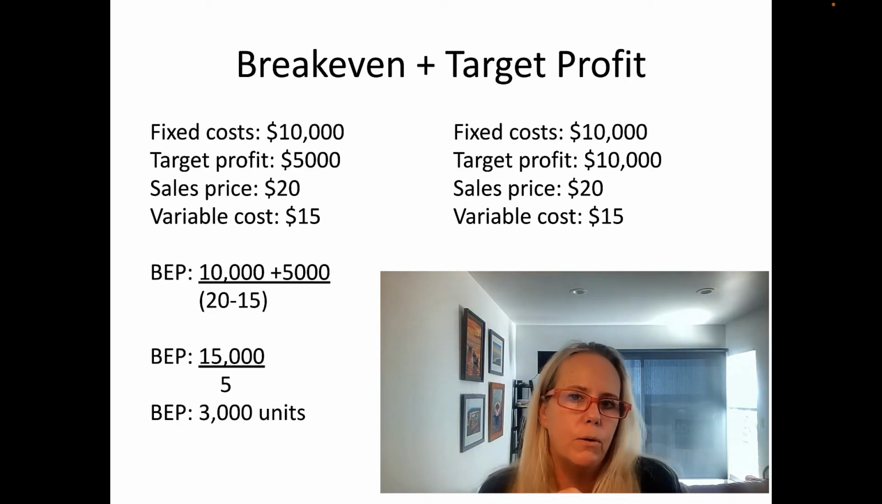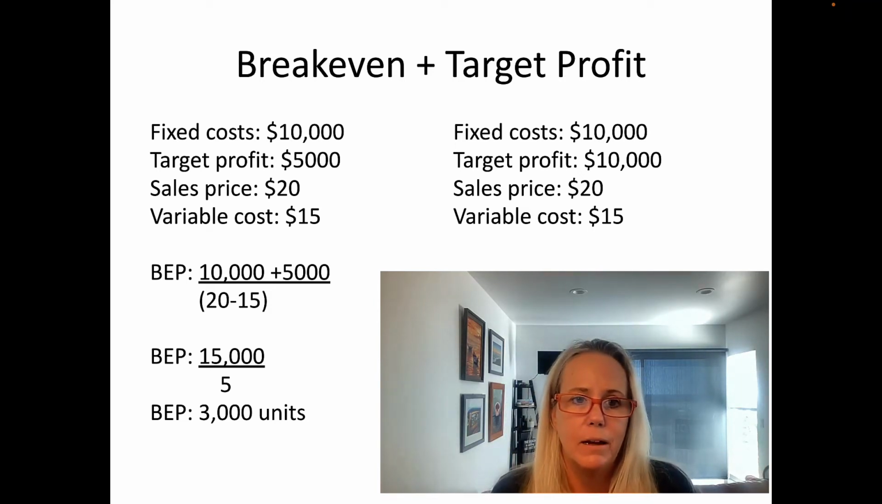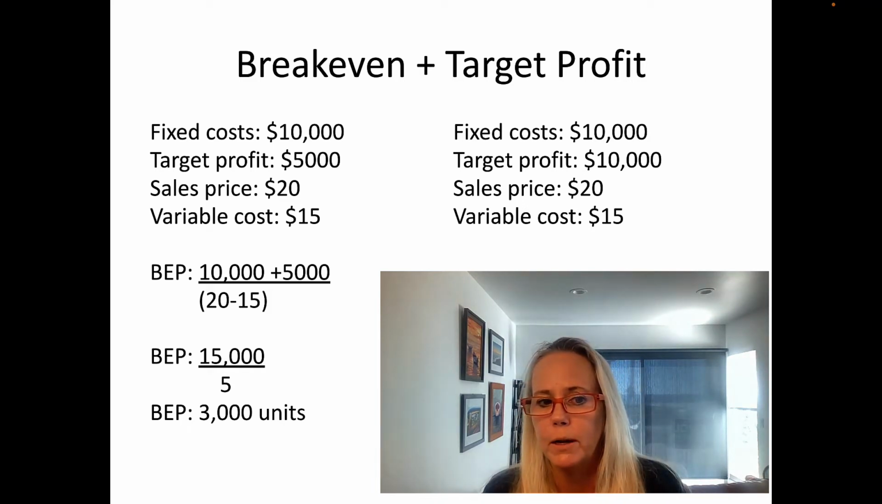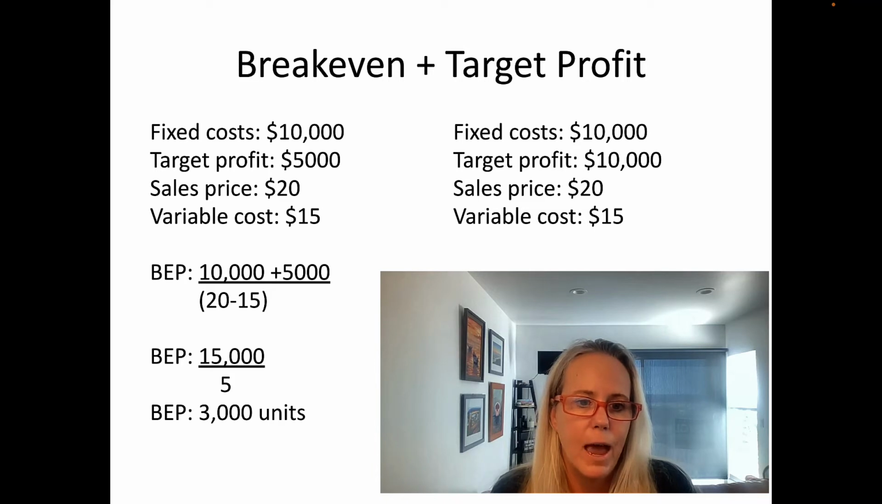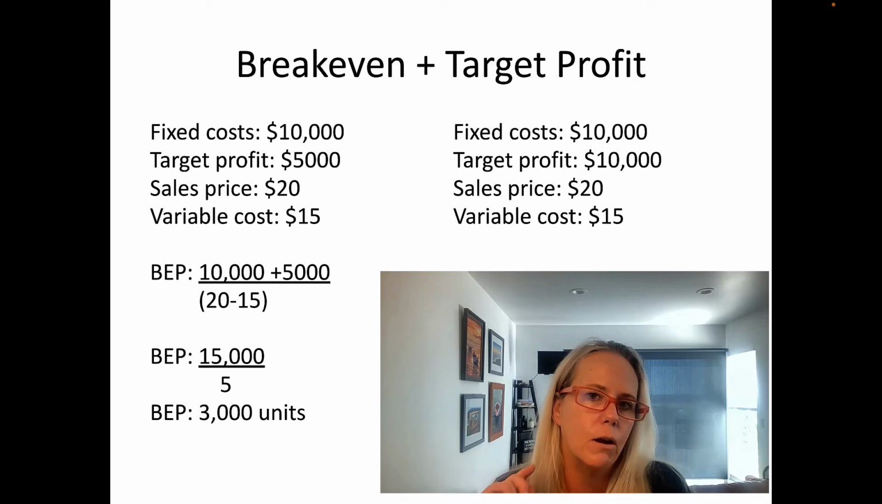One of the really cool things that I like about break even is that you can factor in your target profit. Let's say that I know that I want to make $5,000 a year in extra profit. So I just add that target profit to my fixed cost like it's a fixed cost itself. So instead of $10,000, I would have $15,000 in my numerator, divide by 5, and my break even becomes 3,000 units, and that guarantees me my target profit of $5,000.